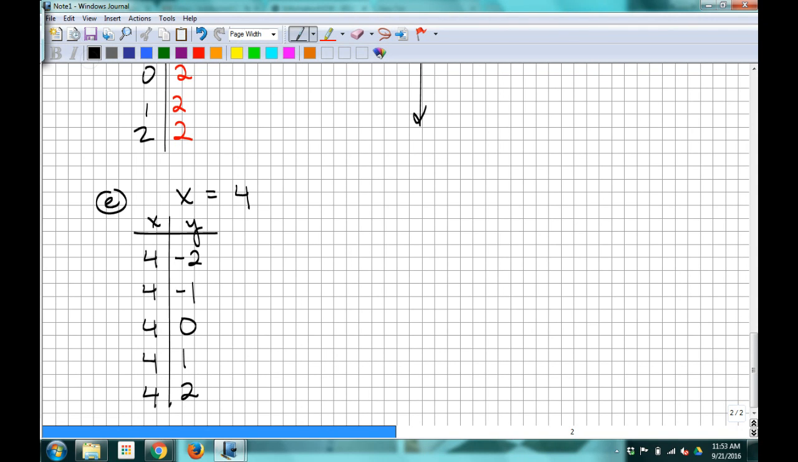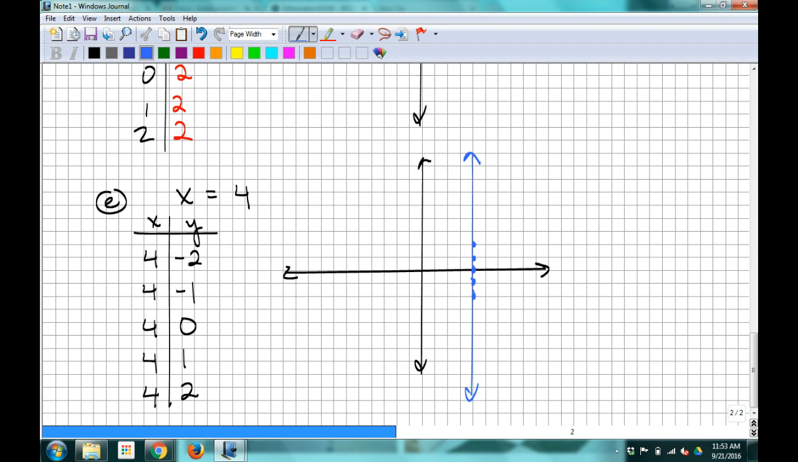And if I plot those points on this coordinate plane, (4, -2), right there, (4, -1), (4, 0), (4, 1), (4, 2). That's how we build a vertical line. The idea here is that x equals a number is going to be a vertical line. Anytime it's x equals a number, we're going to have a vertical line at whatever number that is.